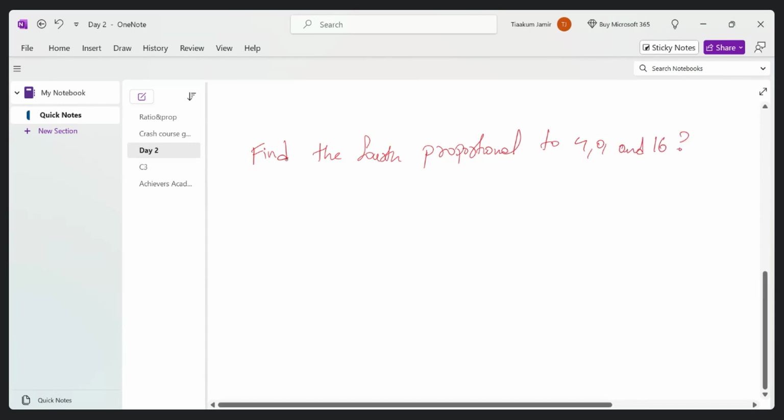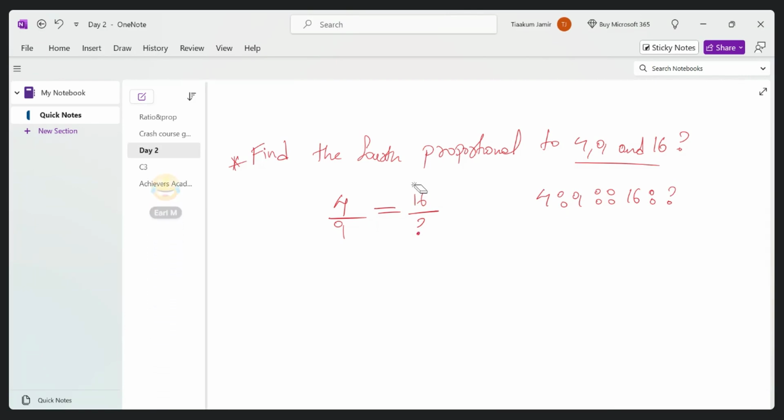Now this means what? Proportion means the first number 4 is to 9 equal to 16 is to the unknown. From here we can write like this: 4 is to 9 is proportional to 16 is to the question mark. Let's say x. In order to find x, just do the cross multiplication.